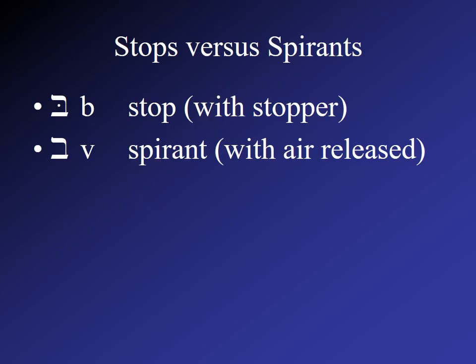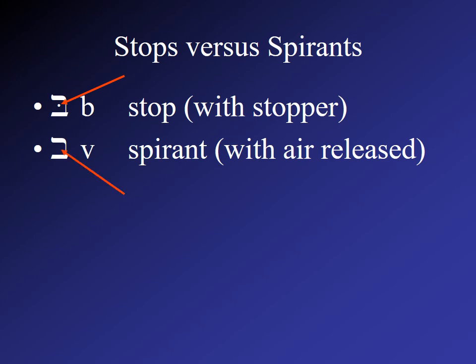Now, some Hebrew letters can be pronounced in multiple ways. The bet is one of those. If the letter has a stopper in it, what is called a dagesh, then this is the stopped form of the letter. What this means is that you stop the air when you pronounce it. So you say b, b with a stop.